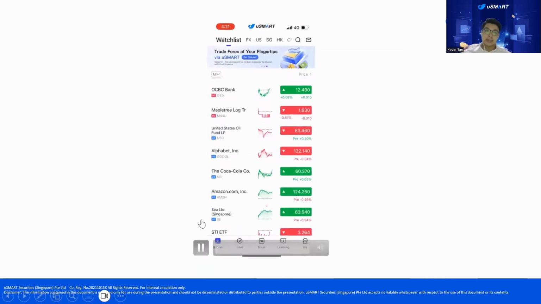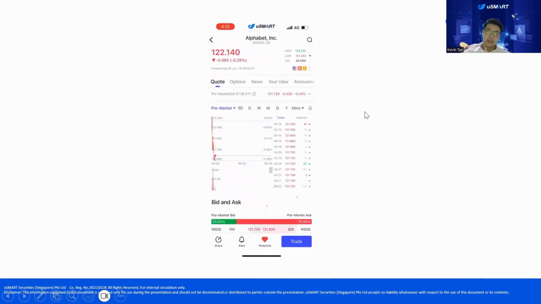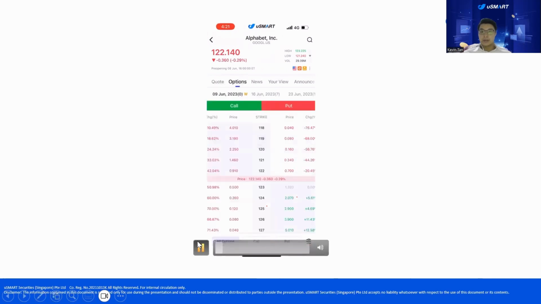Okay, so basically you can click on our app. This will show you the list of stocks. You can click on any of the stocks that you are interested in. So for example, we are interested in Alphabet, right? So it will lead you to this landing page here. On the top of the banner, you can see the Alphabet ticker, the share price, and there is the option tab beside your quote. Okay, so you can click on the option.